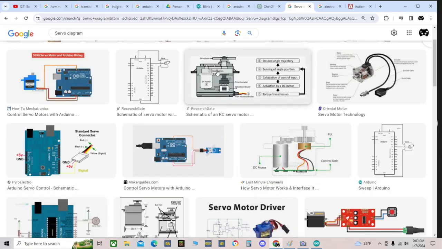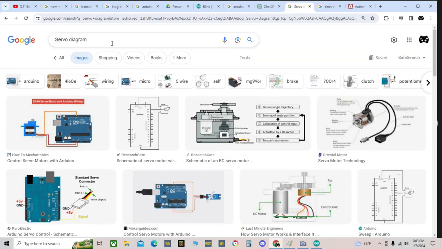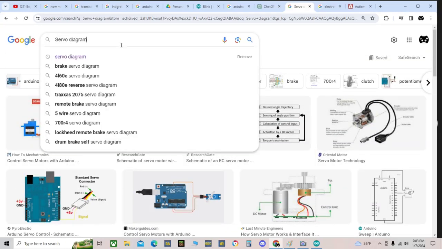Yeah, servos use a gear system. They literally use a DC motor, but they use a gear system, and then they're a lot more accurate. That's the word, they're a lot more accurate. That's about it about servos.